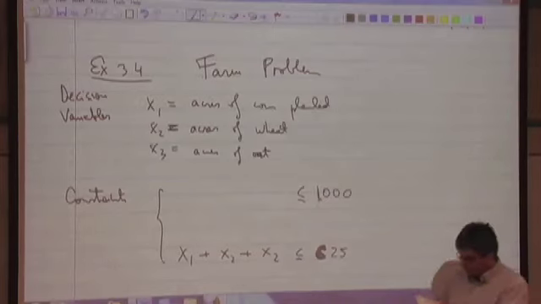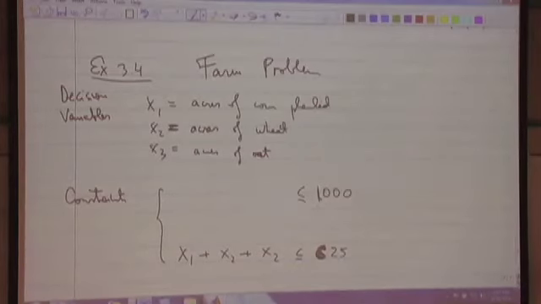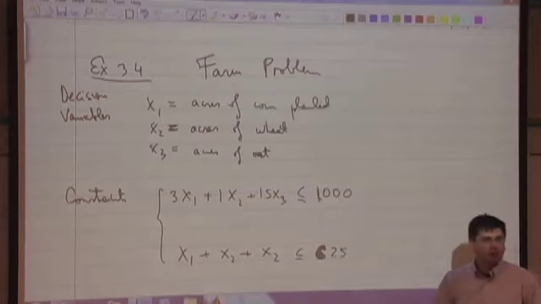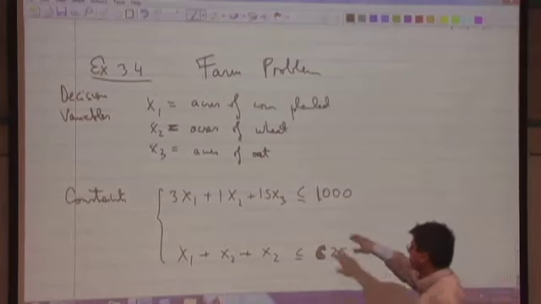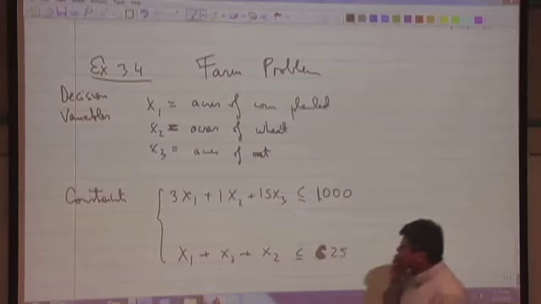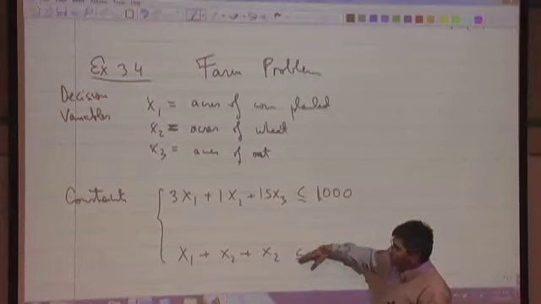And then you have a table of how much water each crop takes, right? So corn takes 3 acre-feet per acre, so this is going to be 3 times x1, plus 1 times x2, plus 1.5 times x3, which cannot exceed 1,000. This will determine the feasible set, right? Basically, what's possible.